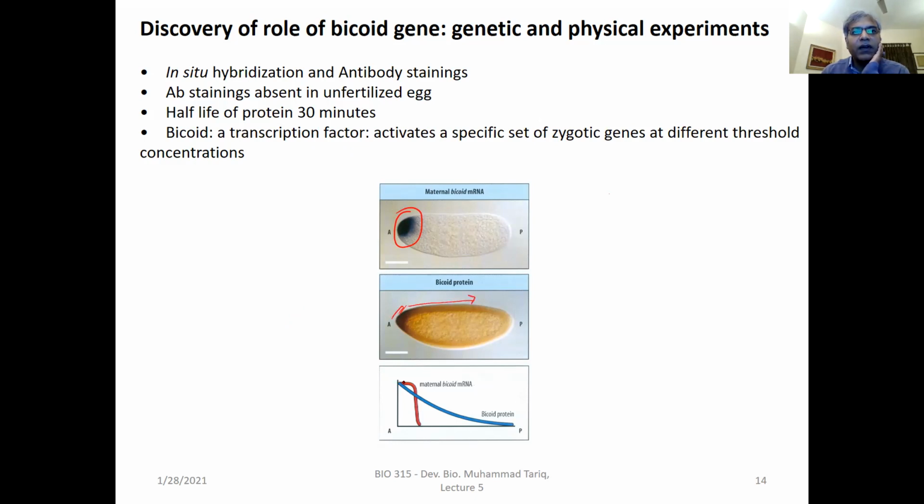And this is the immunostaining, which shows you protein, a very high concentration of protein, and then you see a gradient. The red one is the signal of bicoid messenger RNA, right just in the anterior side. And if you look at the protein, very high concentration, and then the concentration goes down because there is a concentration gradient. It's one big cytoplasm. Protein is free to diffuse in the one big cytoplasm.